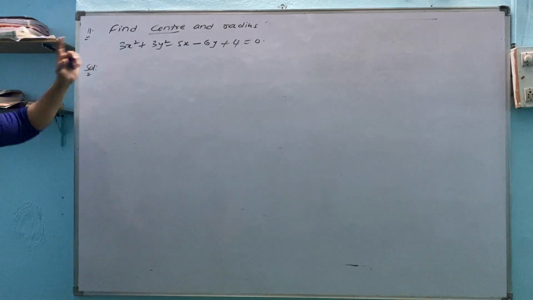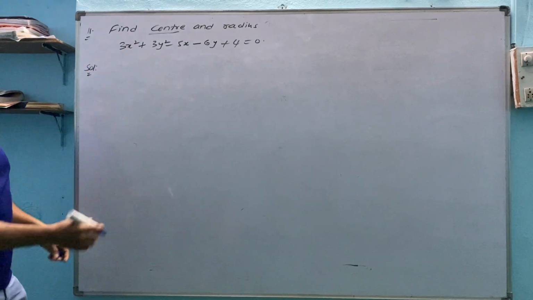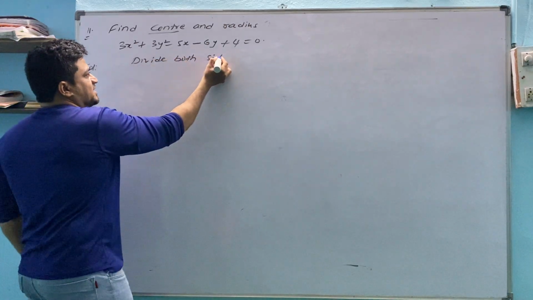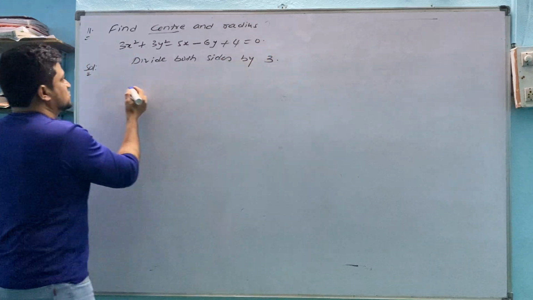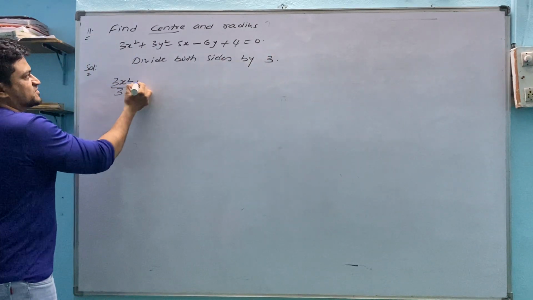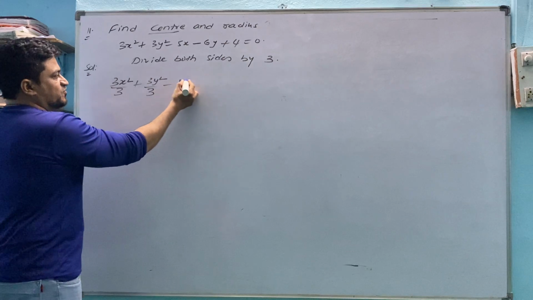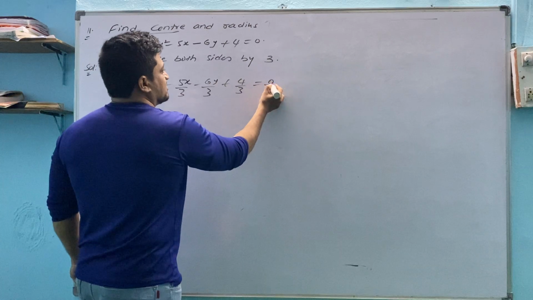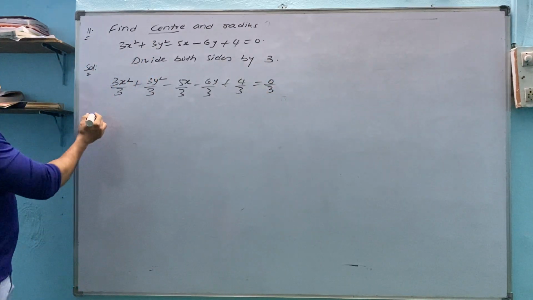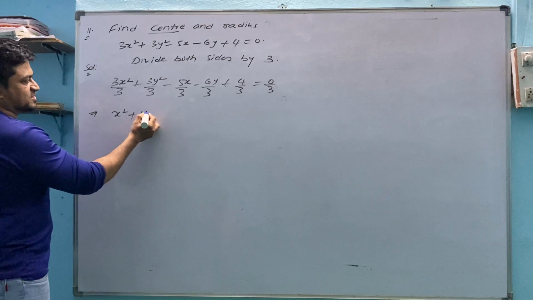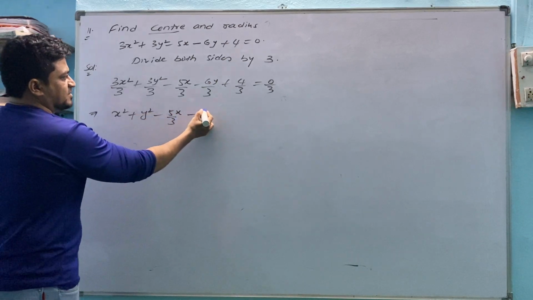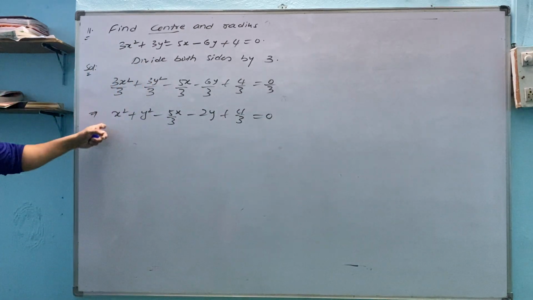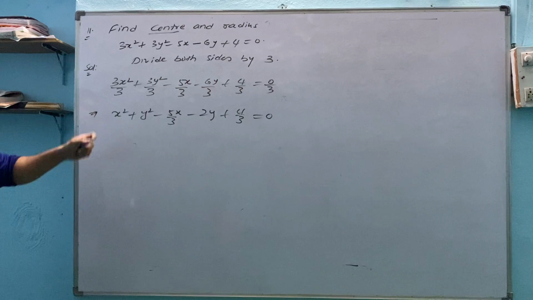To find the center and radius from this equation, what I told you: if you find any coefficient, just divide by it. Divide both sides by 3. So what will we get here? All left side values are divided by 3 in order to remove that coefficient. Then 3 cancelled. x square plus y square minus 5x by 3 minus 2y plus 4 by 3 equals 0. Now the equation of the circle is simplified because we have removed this 3.